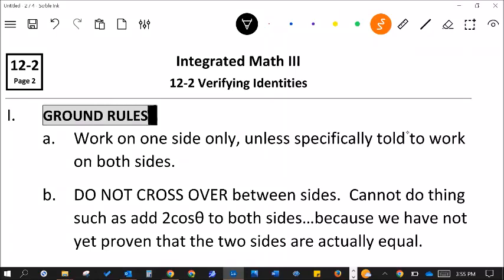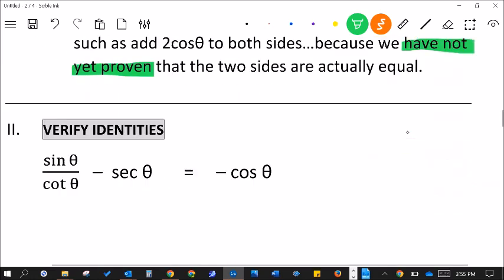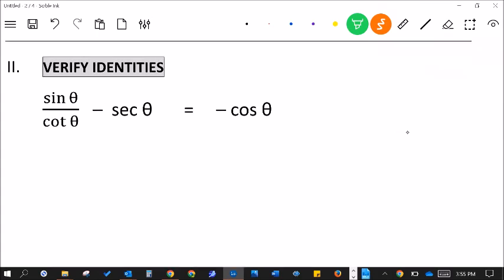Welcome. We're going to look at verifying identities, and there's some basic ground rules first. You will work on one side only of an equation unless you're told to work on both sides. And the other thing, especially important, is that you do not cross over between sides. That's because we have not yet proven that the two sides are actually equal. Let's take a look at this first example so you can see how this works.